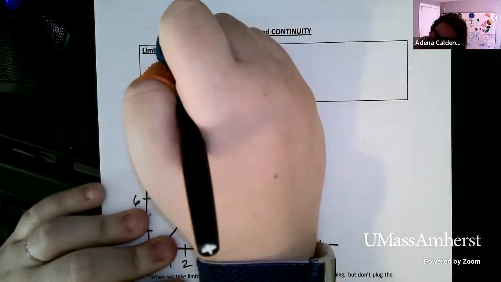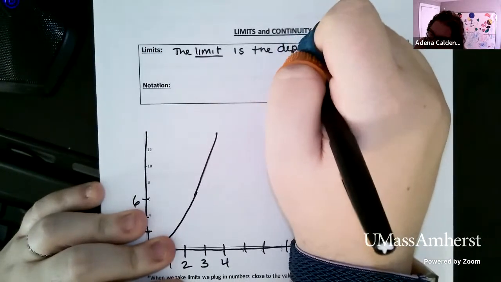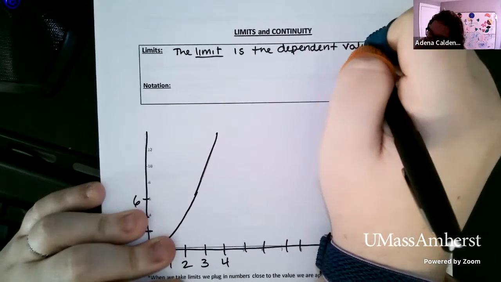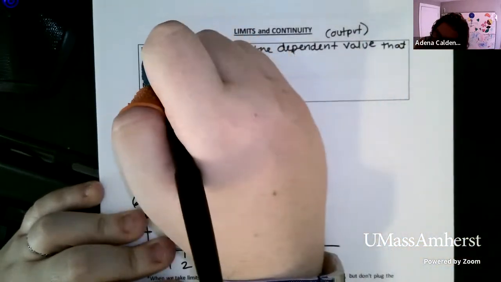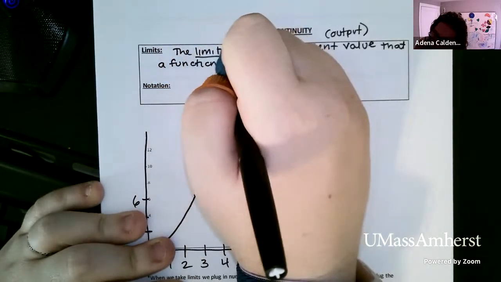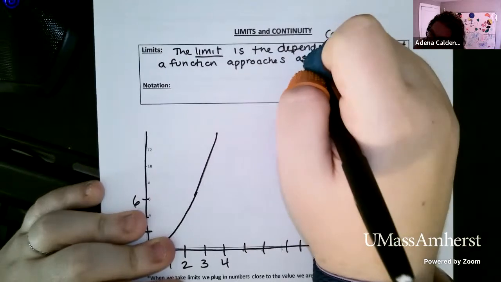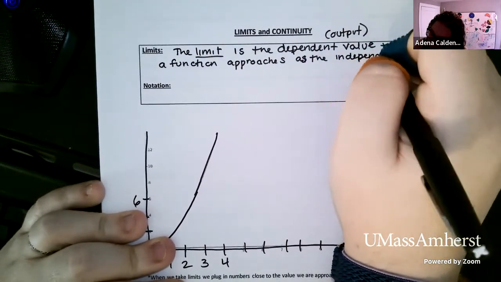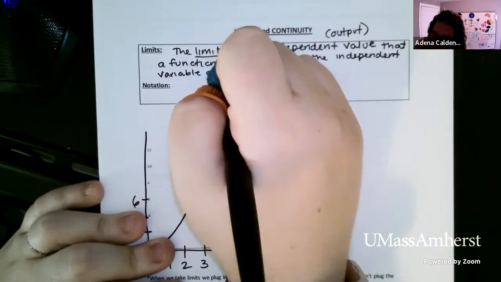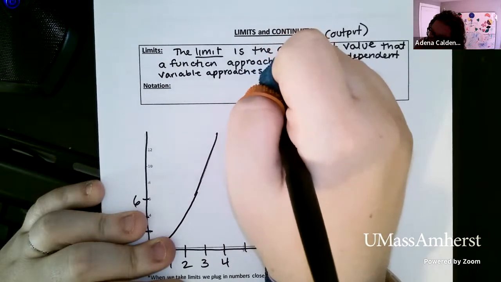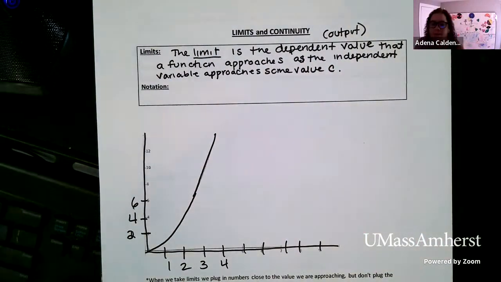Okay, so the limit is the dependent value, which we also know is called the output, that a function approaches as the independent variable approaches some value C. Okay, so a lot of our terminology from 1.1 is coming into this definition.